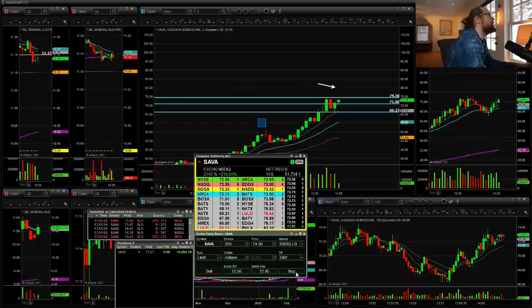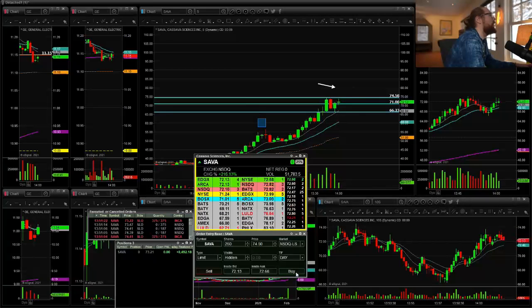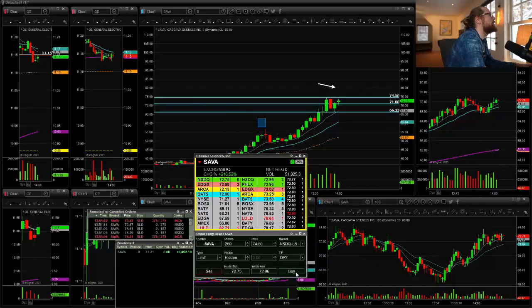If this breaks through 74, that's where I'd be thinking we might get a quick squeeze up to 75 or 76. So trading with smaller size. In the morning, I would trade a little more aggressively, but at this time of day and on a higher price stock, I have to be a little careful. So watching, tide's coming in just a little bit.